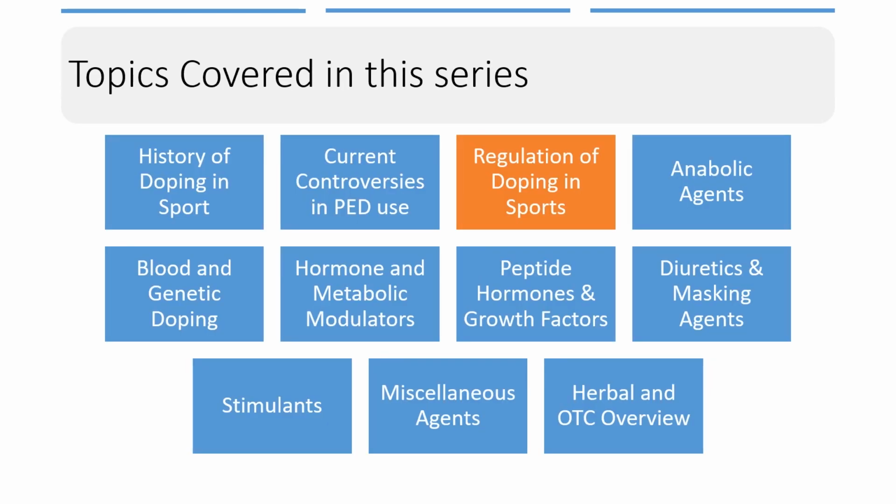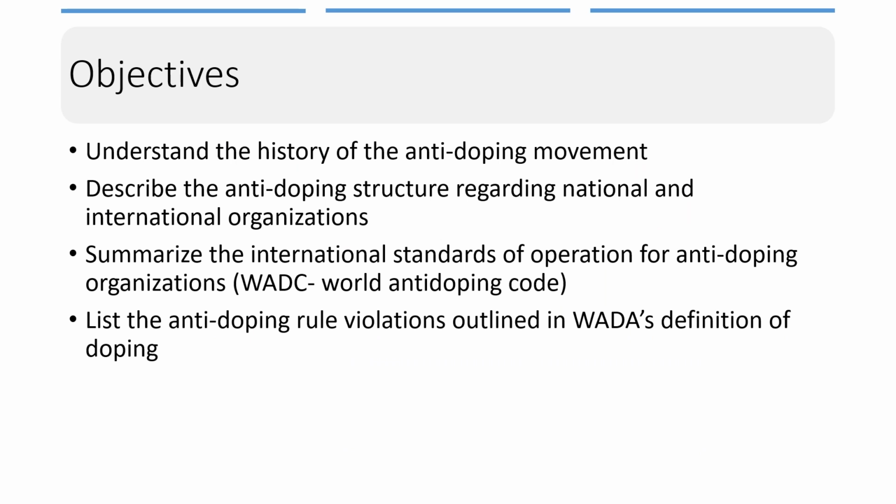So let's get started. Some of the objectives for this lecture are to understand a brief history of anti-doping movements, describe the structure of national and international organizations, summarize the international standards of operation for anti-doping organizations, which is the WADA World Anti-Doping Code, and list the anti-doping rule violations outlined in WADA's definitions of doping. I believe this lecture would be very helpful if you participate in international sports competition events.